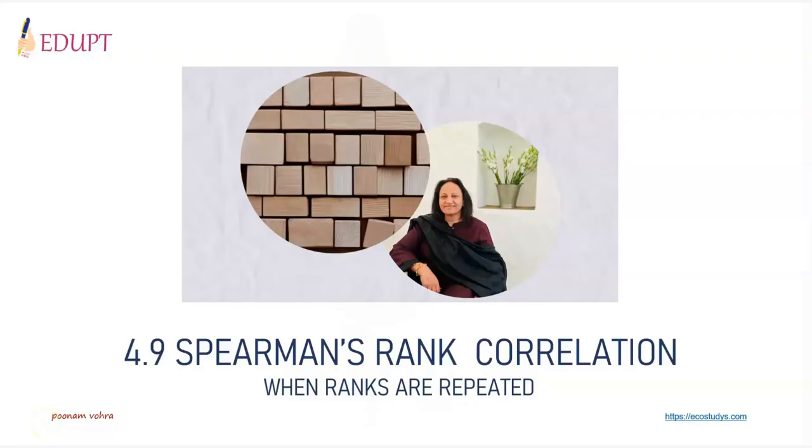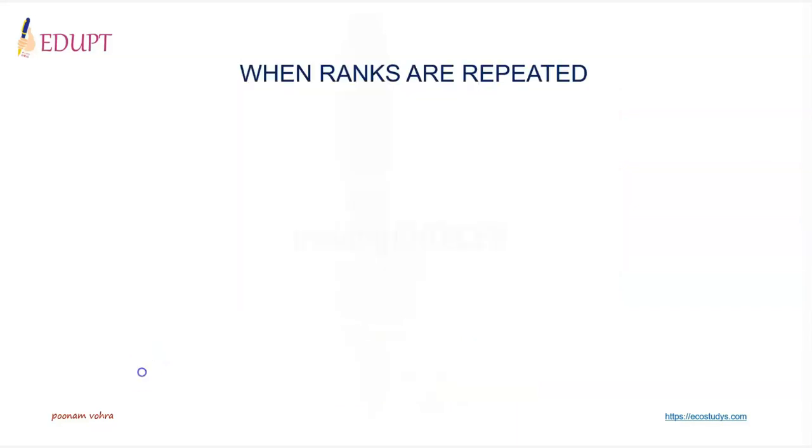So far you have understood how to find the coefficient of rank correlation when ranks are given and when ranks are not given. Now this is a special kind of situation when you find that the ranks are repeated. So let's see how we find rank correlation in such a situation. Let's understand more about when ranks are repeated.